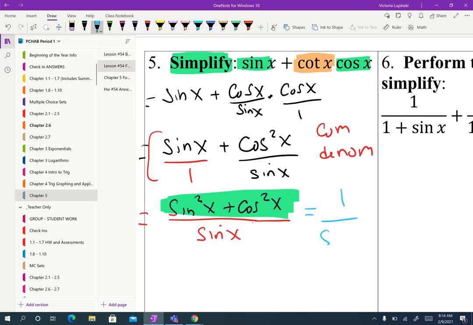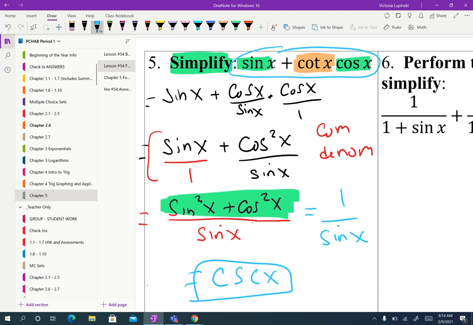This is 1 over sine. And then if you go back and look at your formula sheet, 1 over sine is simply equal to a cosecant, which is what we're looking for. So perhaps you can see the value of taking this somewhat messy and long expression and turning it into a nice simple cosecant. And if you can't see the value, well, you should.